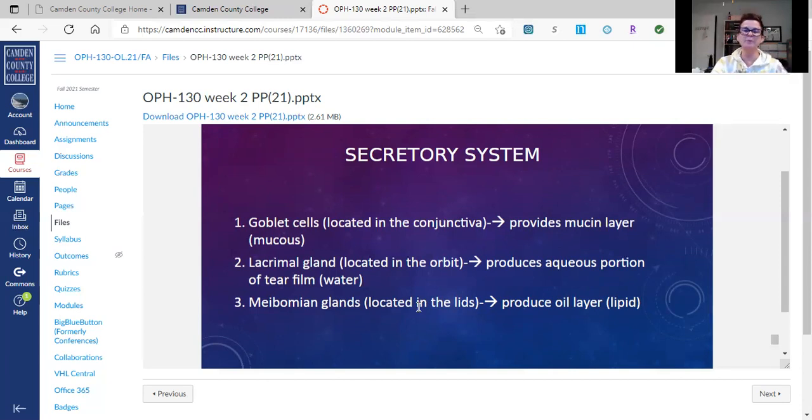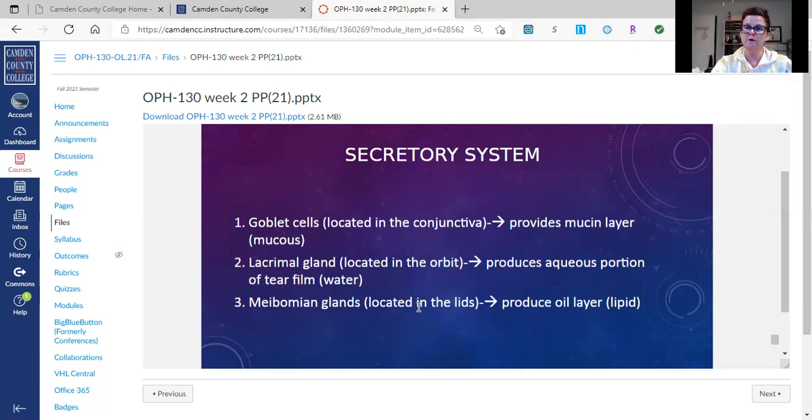This one we've talked about a couple times already. The lacrimal gland, located in the orbit, specifically in the frontal bone of the orbit. The lacrimal gland produces the aqueous portion of the tear film, which is that middle portion, the liquid watery layer of our tears. The meibomian glands, which are situated in the lid, specifically in the tarsal plate of the lid, are the glands that produce the oil or lipid layer of our tears. That is the outer layer.